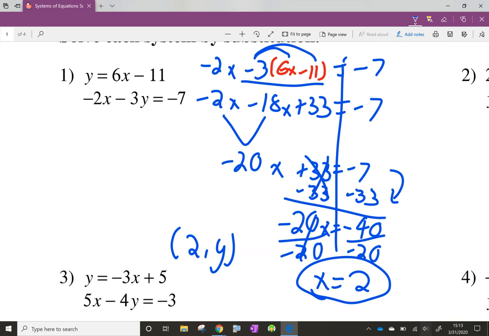If we know x is already 2, then we can simply go back, plug it in, and find out what y is. Now, it doesn't matter if I plug the 2 in for that x and solve this equation, or if I plug it into this x and solve this equation. I will get the same answer either way. But since this first equation already has the y by itself, it will be easier to just plug the 2 into here.